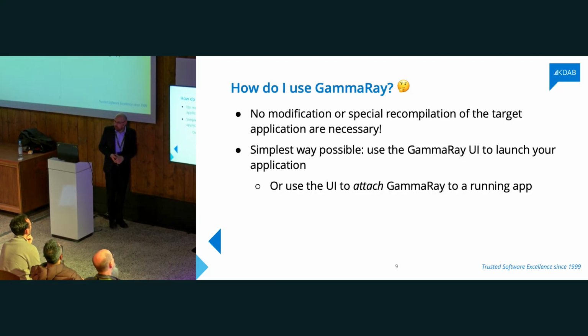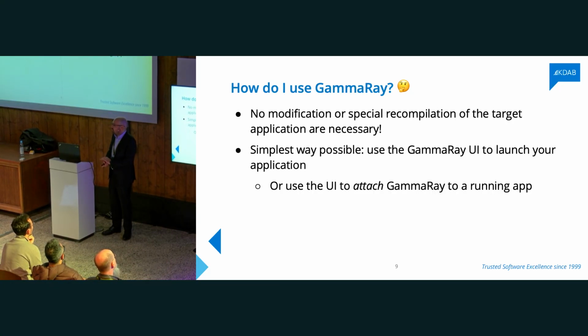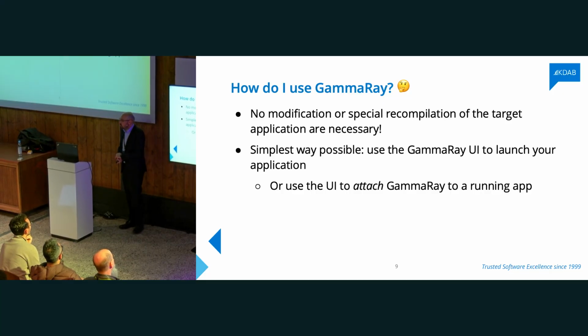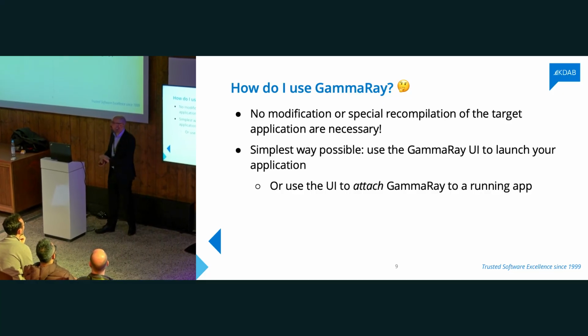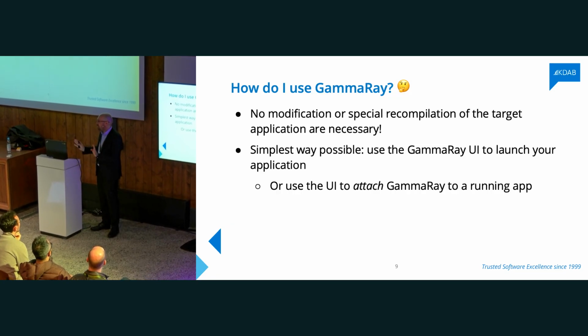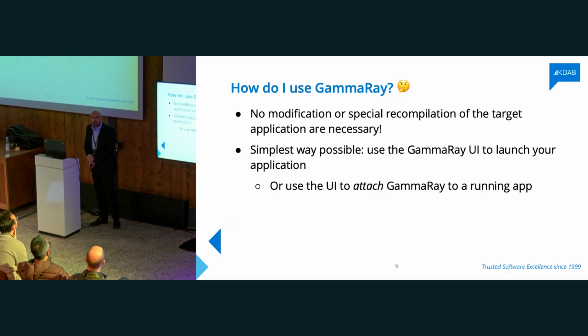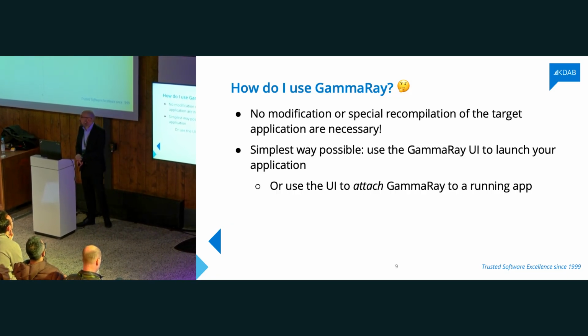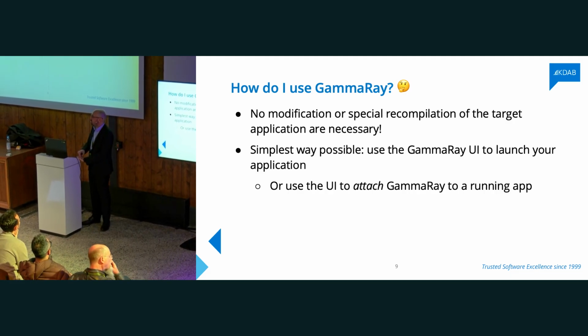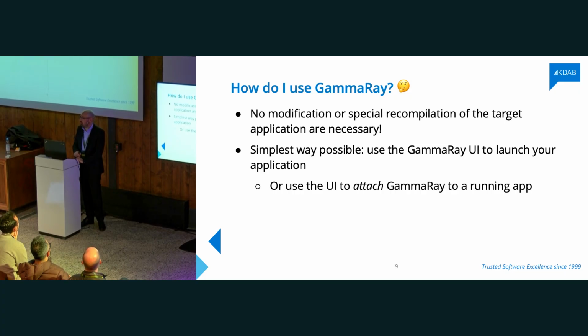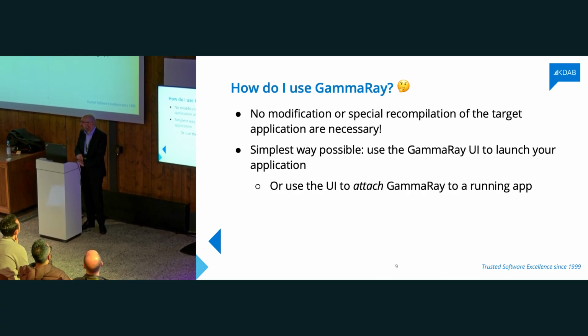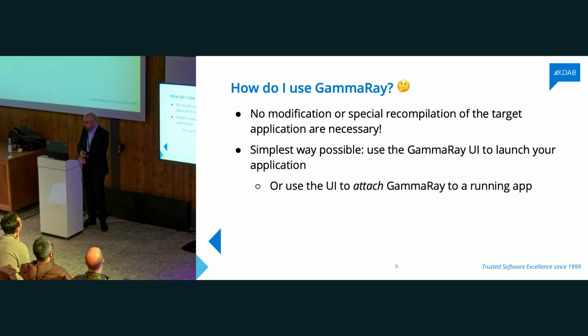So first and foremost, how do I use GammaRay? You don't need to modify your Qt application. This is a non-invasive tool. So you just run your application as you compile it. The simplest way possible is to just launch the application inside GammaRay. You can either do it from the command line, or you can use the interesting UI that GammaRay pops up when you launch it. You just put the path of your binary, and that will launch your application.